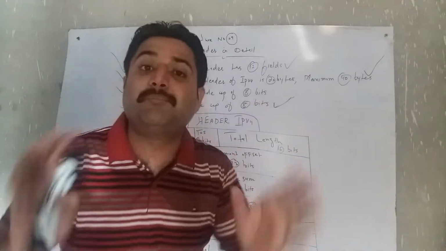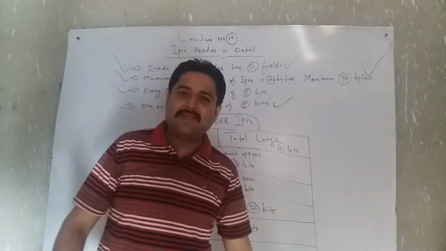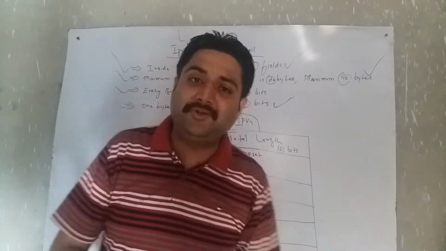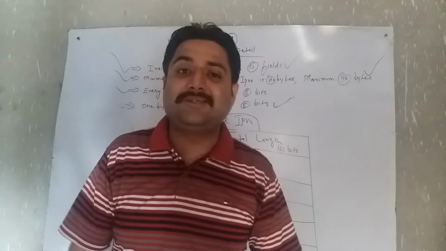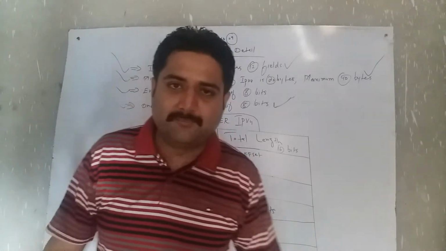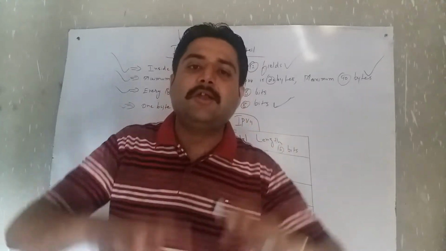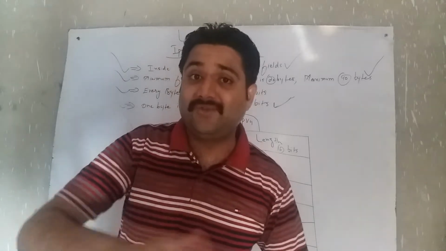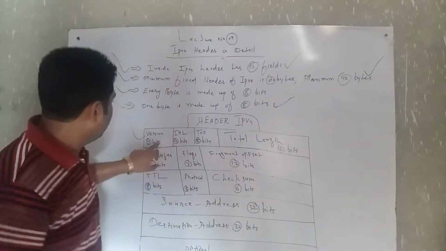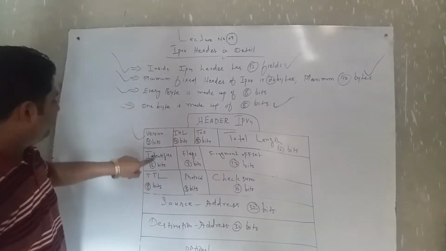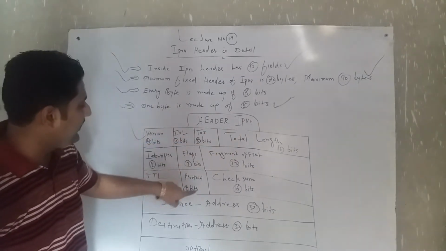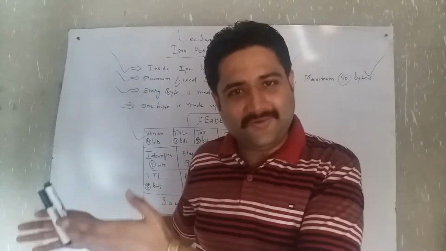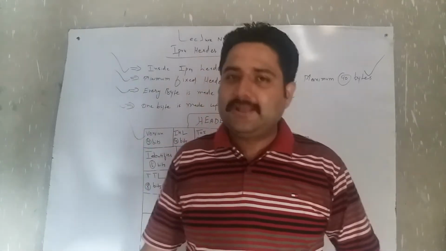The source address is 32 bits, because IPv4 is made up of 32 bits. And the destination address is also 32 bits. The last one, options, is optional, which means it is not always present in the IPv4 header. Let me count how many fields are in the IPv4 header: 1, 2, 3, 4, 5, 6, 7, 8, 9, 10, 11, 12. So there are 12 fields inside the IPv4 header.